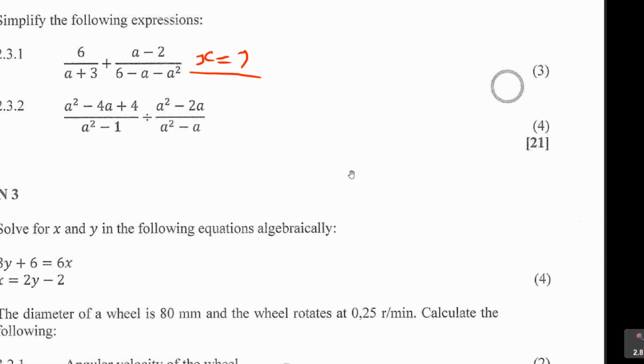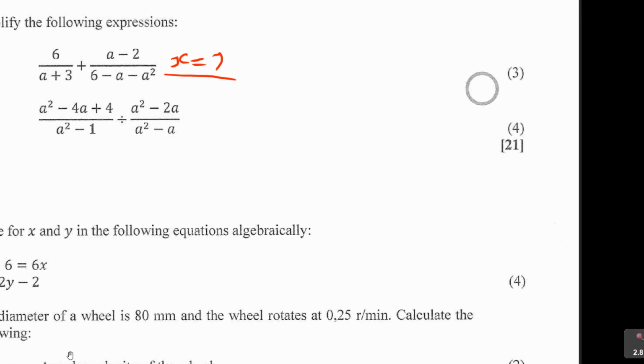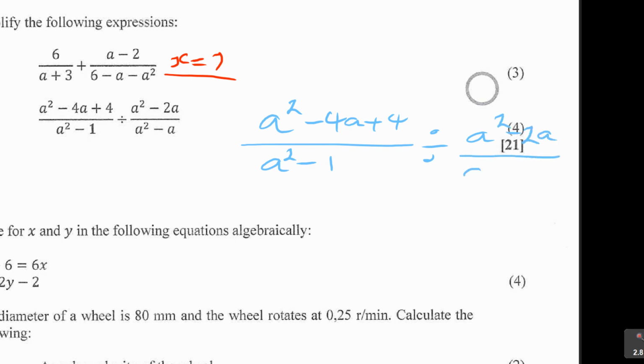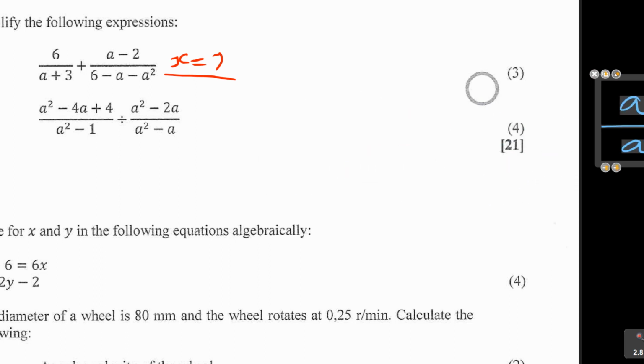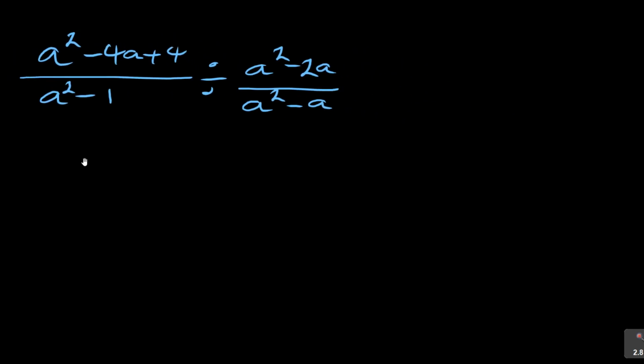Now look at this one. Let me work it on the other side. If I'm given this one, which is a squared minus 4a plus 4 over a squared minus 1, this is divided by a squared minus 2a over a squared minus a. So I'm given this, and then I want to simplify this.